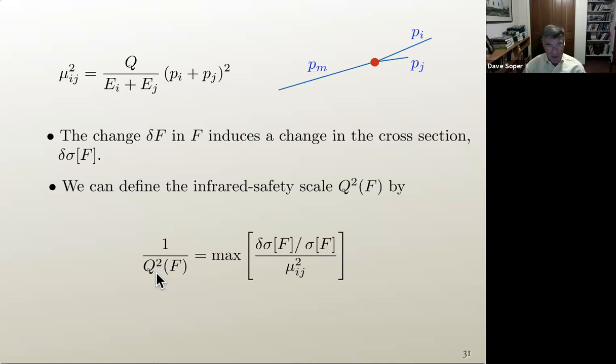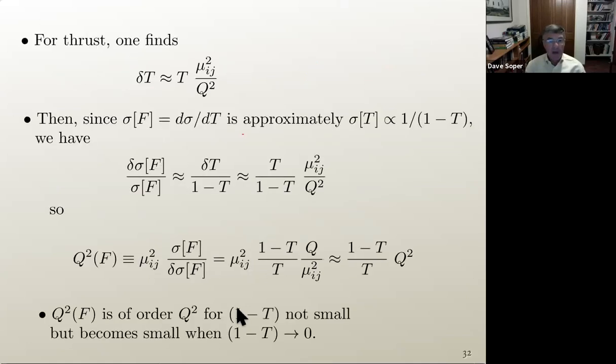That makes your Q squared the smallest it could be, according to that ratio. Okay, so it's a ratio, that 1 over Q squared is telling me the sensitivity of the observed cross-section to soft or collinear splittings. And what is it for thrust distribution?